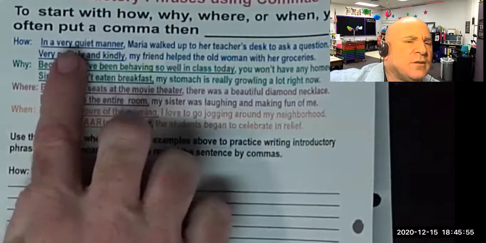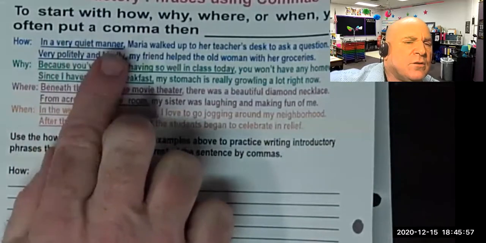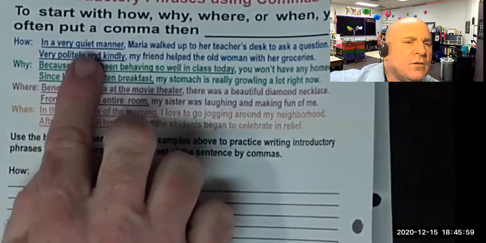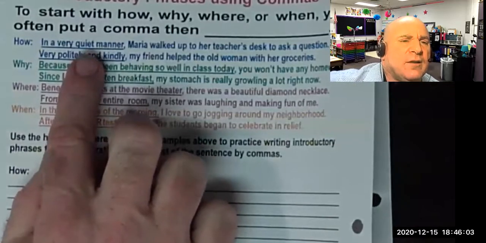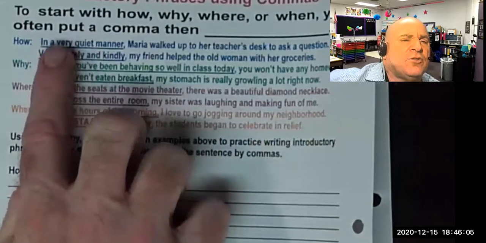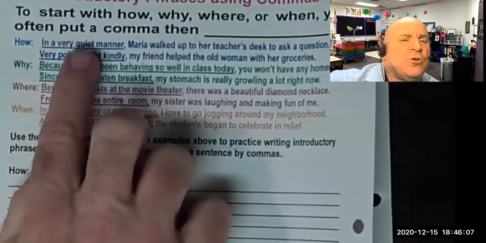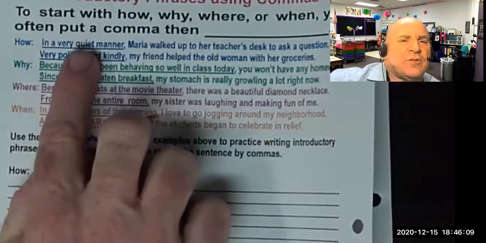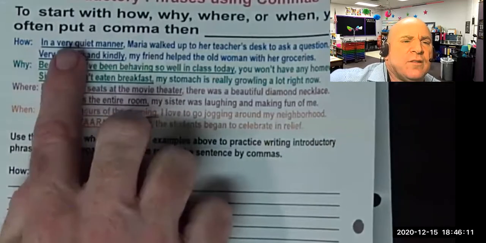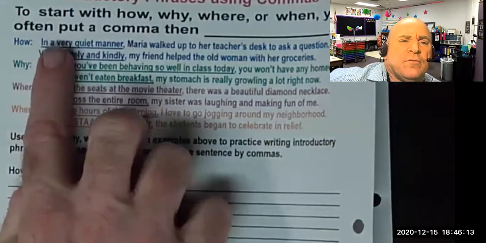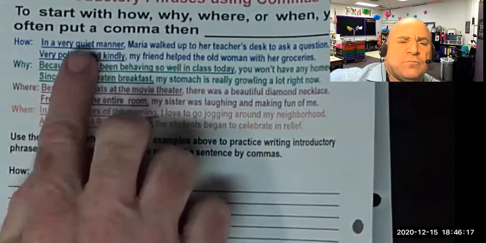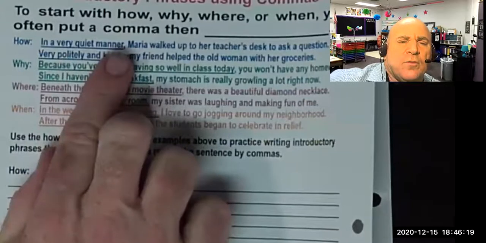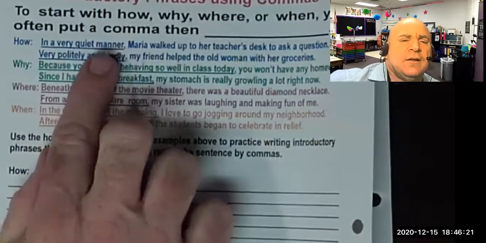Since there's no subject here, then we have to have a subject and a predicate in a dependent clause. But because you're saying something, how you're doing something, and there's an unwritten rule that says whenever the phrase has 4 words or more, then you would typically set it apart with a comma.